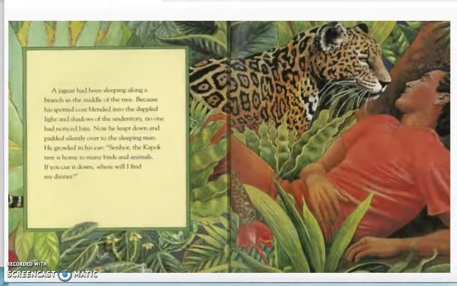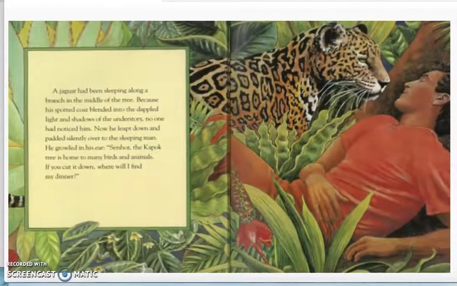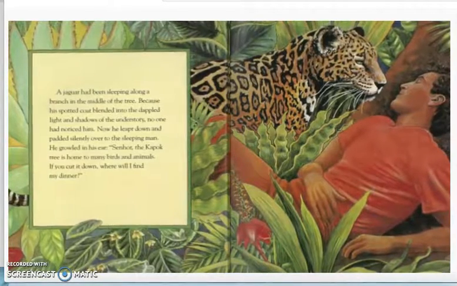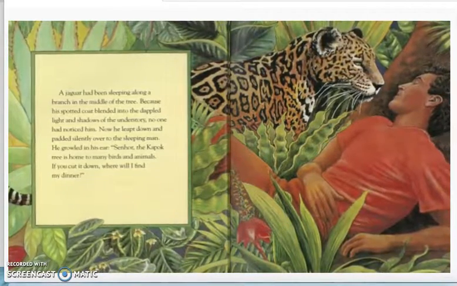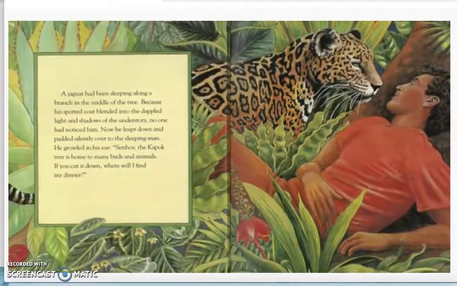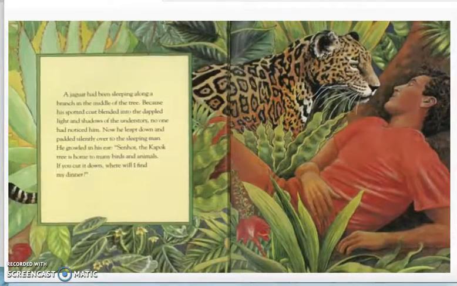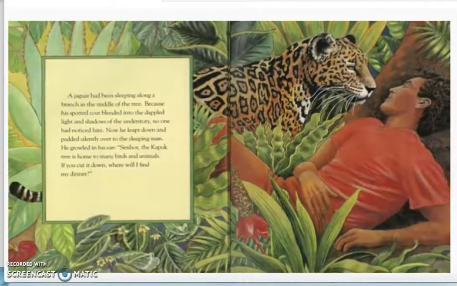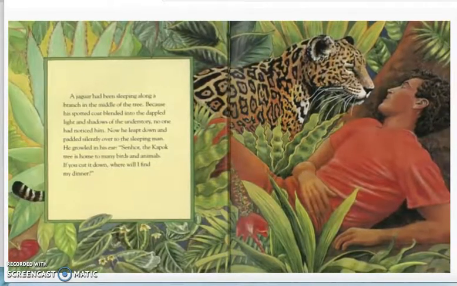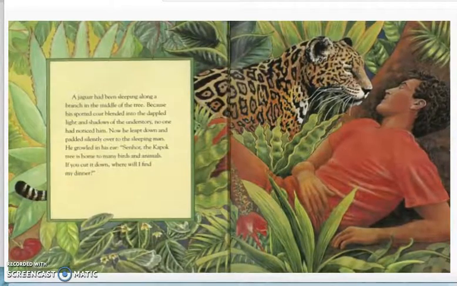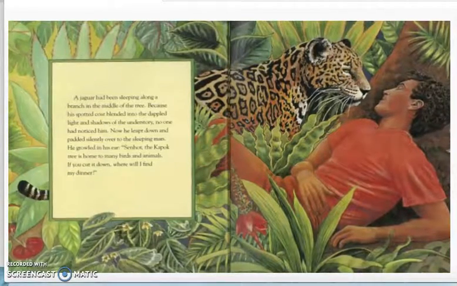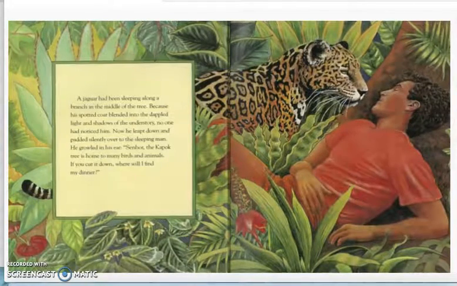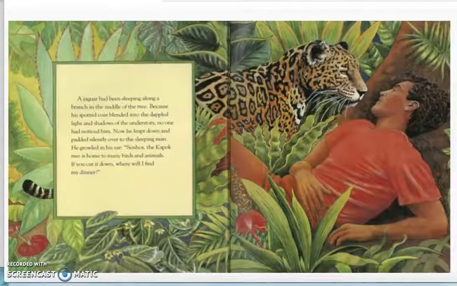A jaguar had been sleeping along a branch in the middle of the tree. Because his spotted coat blended into the dappled light and shadows of the understory, no one had noticed him. Now he leapt down and padded silently over to the sleeping man. He growled in his ear, "Senor, the kapok tree is home to many birds and animals. If you cut it down, where will I find my dinner?"